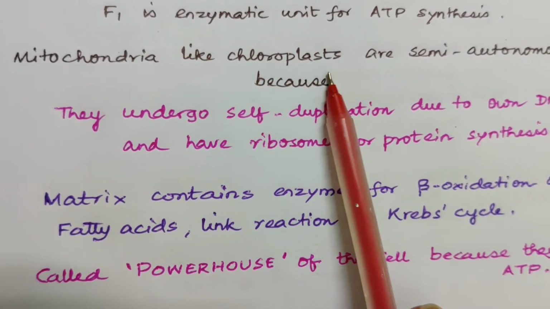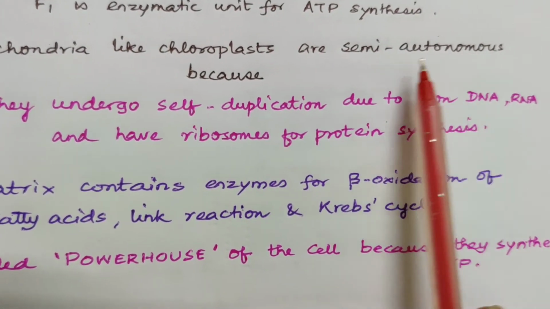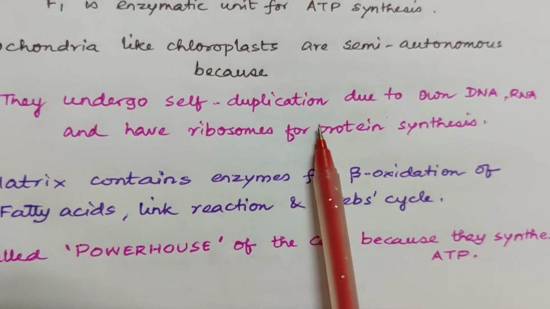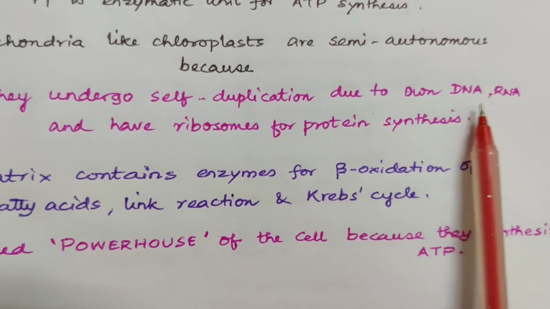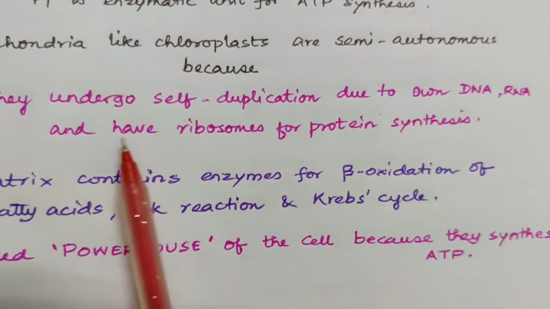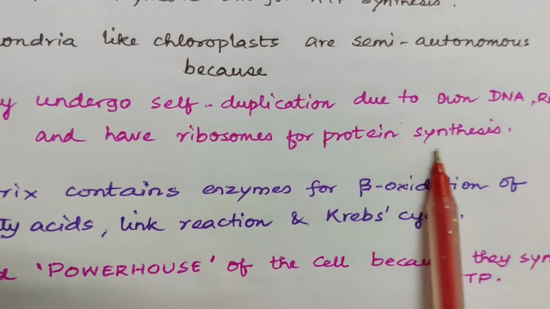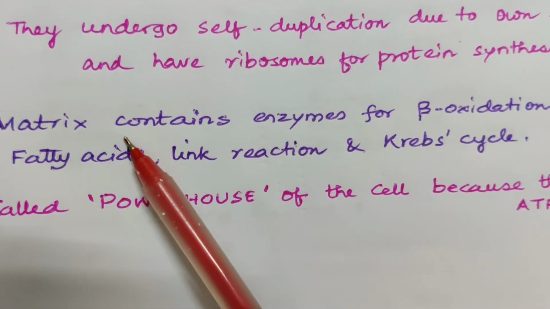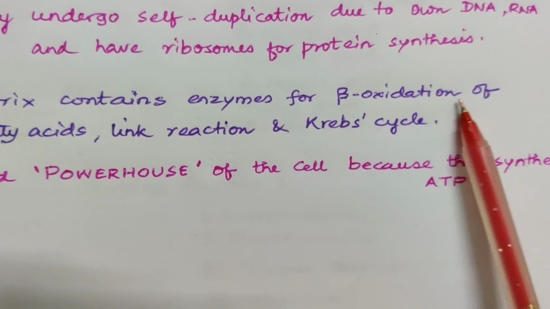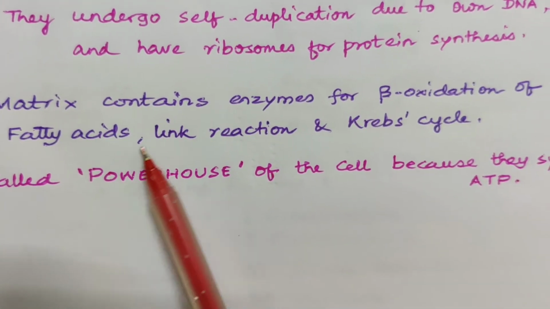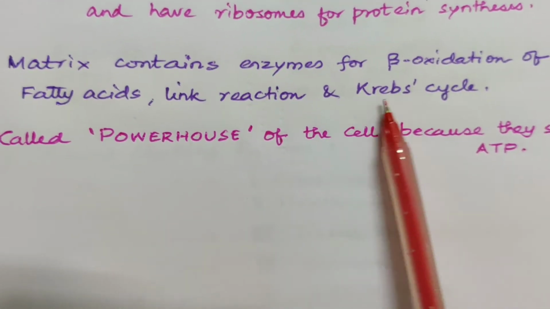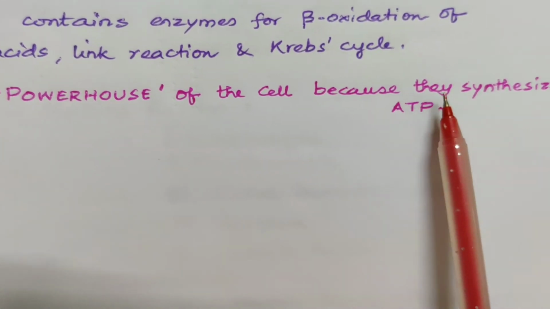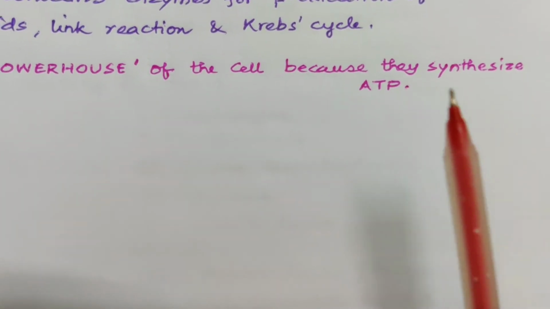Mitochondria, like chloroplasts, are known as semi-autonomous organelles because they undergo self-duplication due to their own DNA and RNA, and they have ribosomes for protein synthesis. The matrix of mitochondria also contains enzymes for beta oxidation of fatty acids, the link reaction, and the Krebs cycle. They are called the powerhouse of the cell because they synthesize ATP.